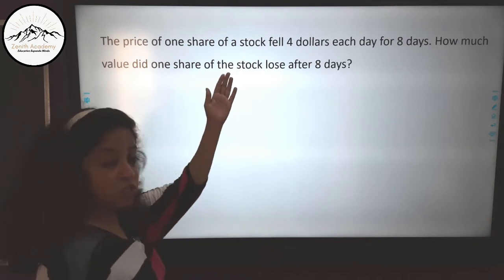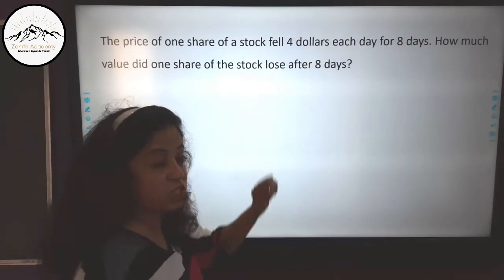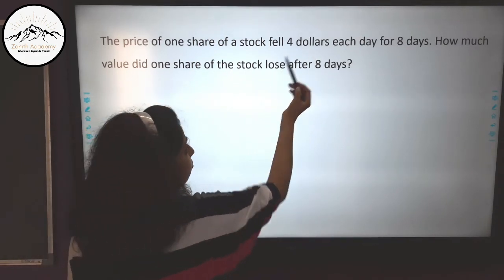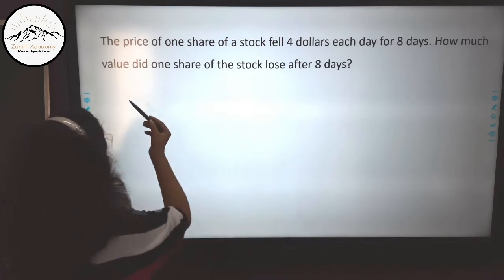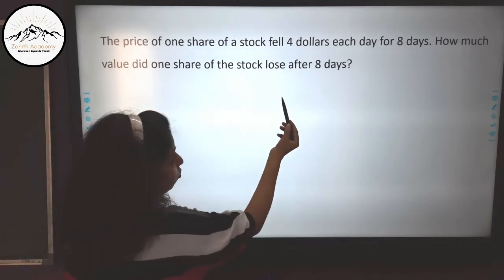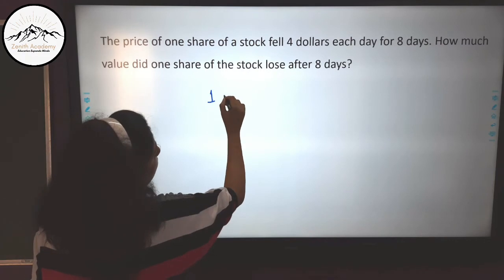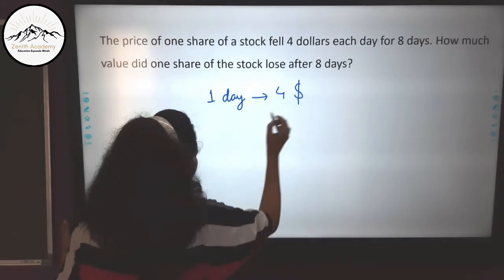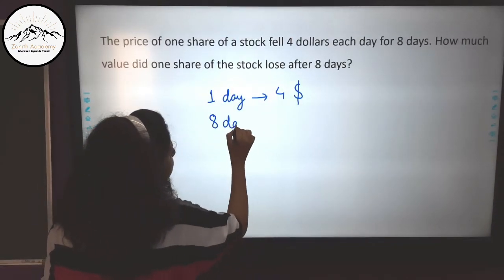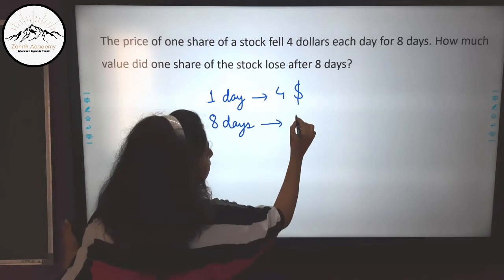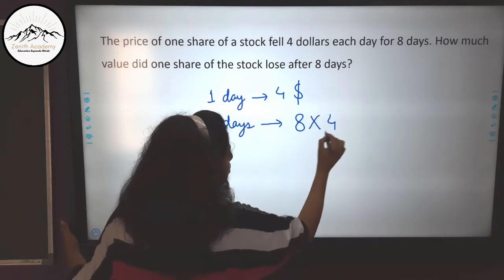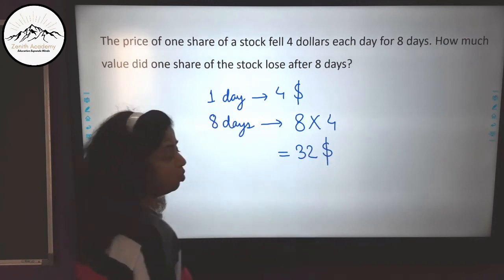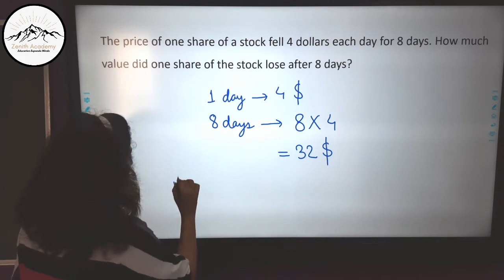The price of one share of stock fell $4 each day for 8 days. Means in one single day the price is falling by $4 for 8 days. How much value did one share of the stock lose after 8 days? In one day, how much is it losing? In one day it is losing $4. So in 8 days how much will it lose? 8 into 4, so there will be a loss of $32. So when you want to show it in integers, there can be 2 different answers.